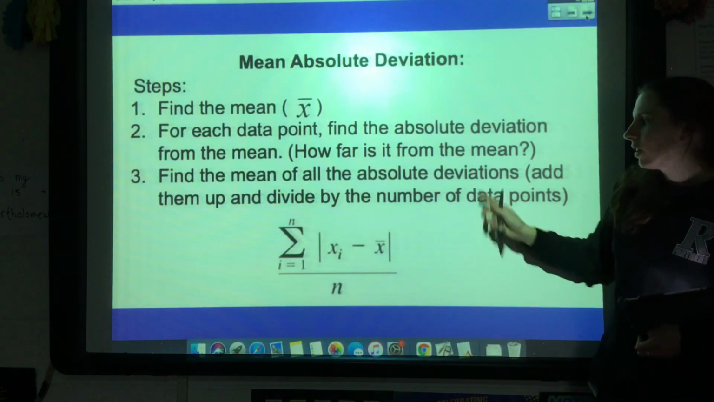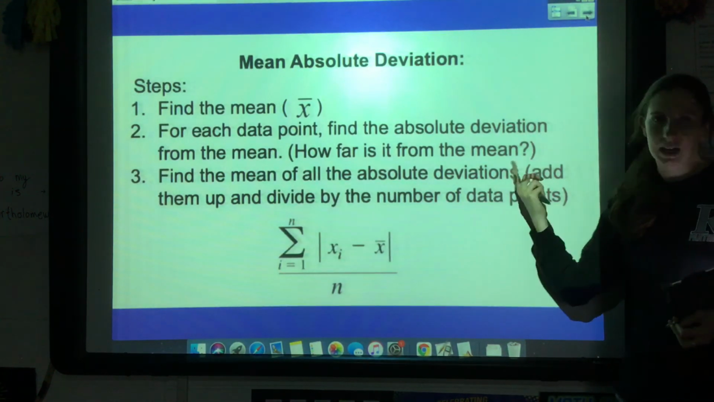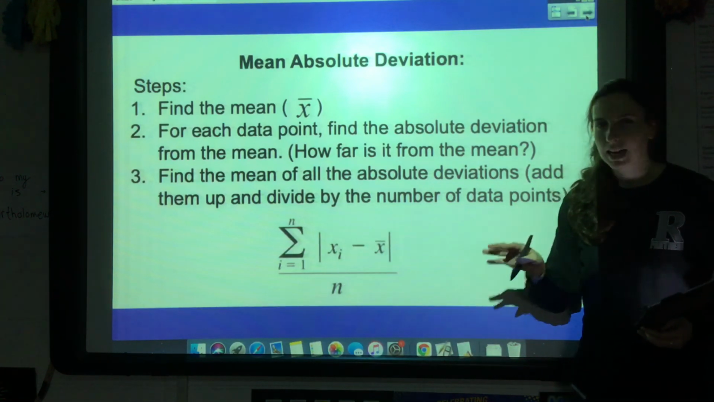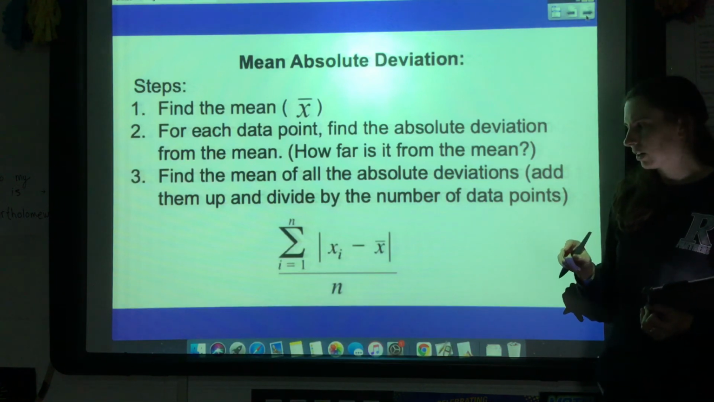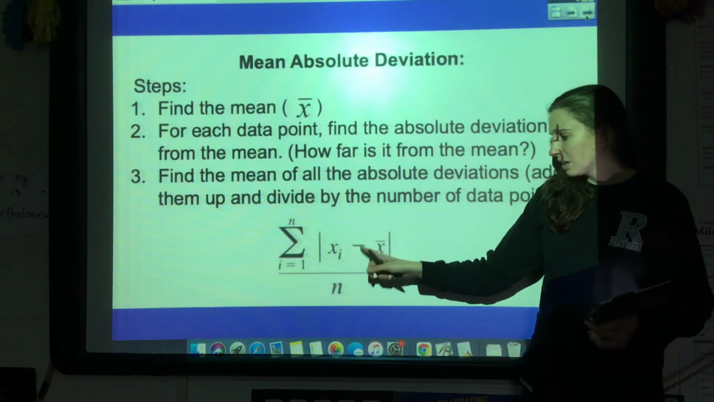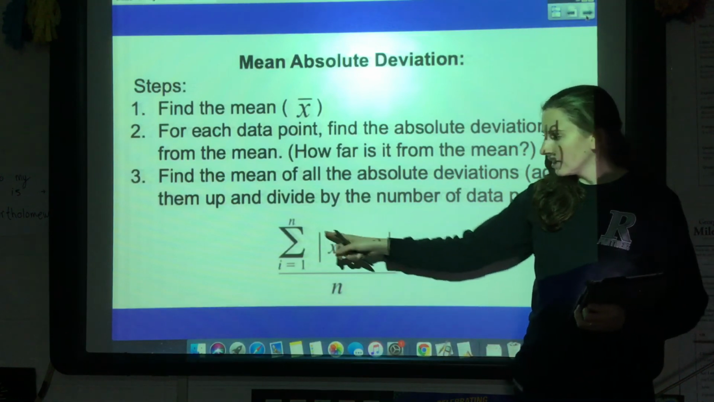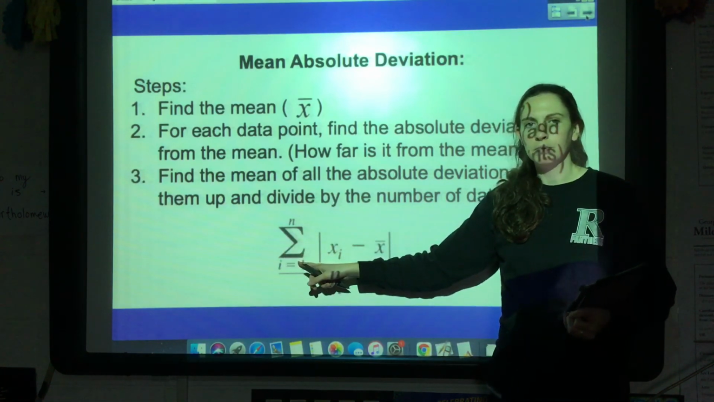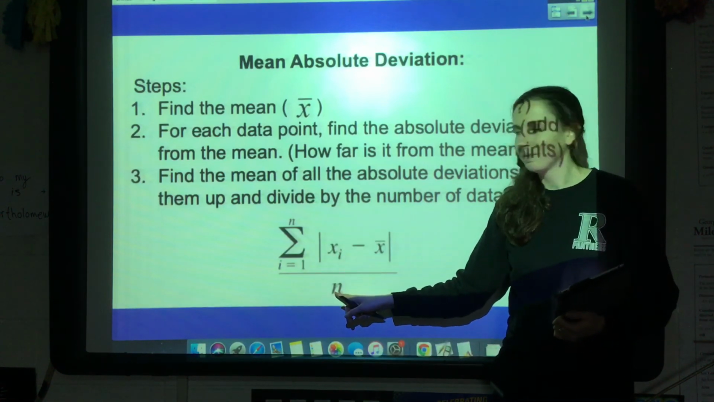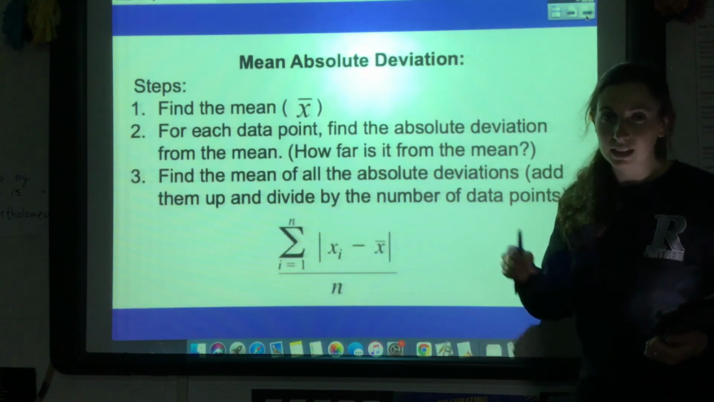And then you take all those absolute deviations and find the mean of those. So add them up, divide by how many there are. This is a formula for this, and I know it looks complicated, but you could actually understand this pretty well. It says take each data point, subtract the mean, find the absolute value of it. This symbol right here means sum. So take the sum of all those numbers and then divide by however many there are. So average them basically. You don't have to understand that formula, but it's really not as crazy as it looks.